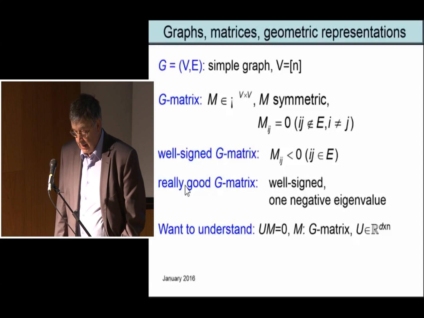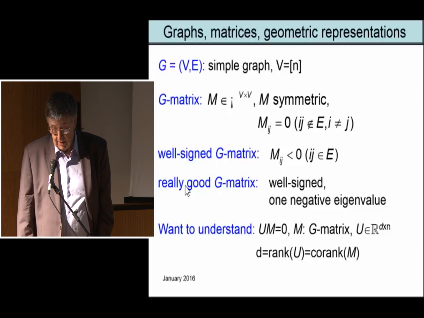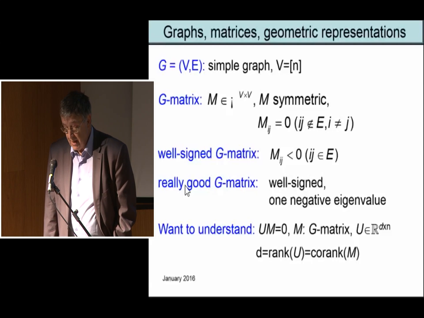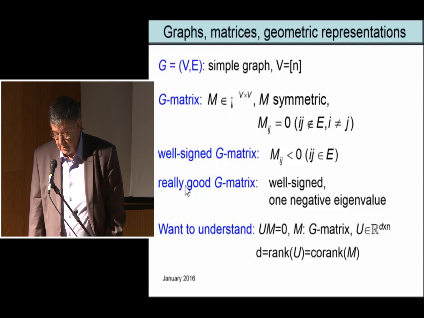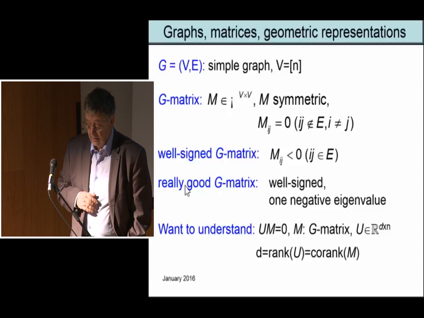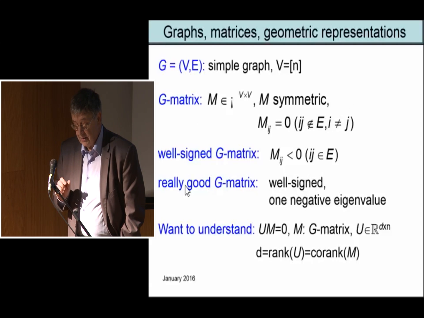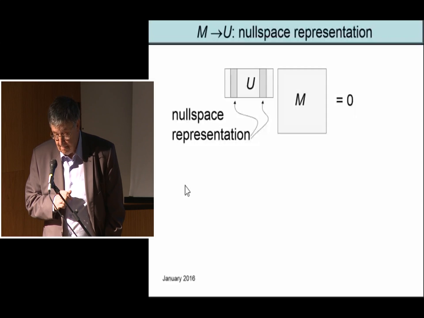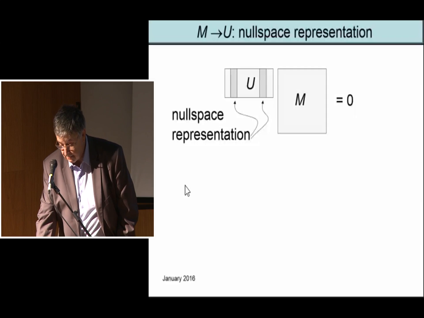And we would like to understand the solutions of the following situation. We want a product UM equal to 0, where M is a G-matrix and U is some other d by n matrix, where we assume that d is the rank of U, so the rows of U are independent, and it's also the corank of M, so the situation is tight, so the product can be just 0. We'll see many examples of why understanding this equation is interesting.